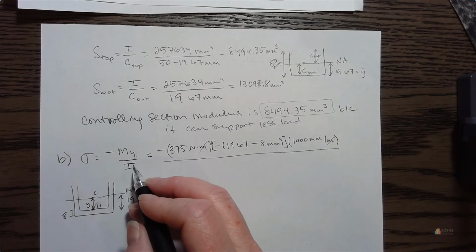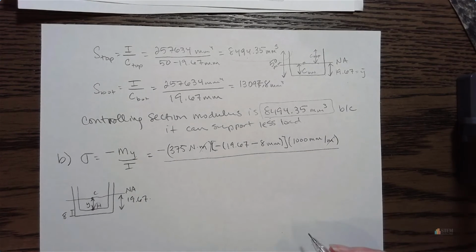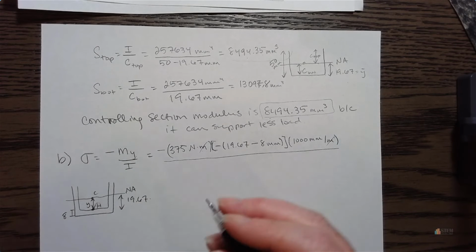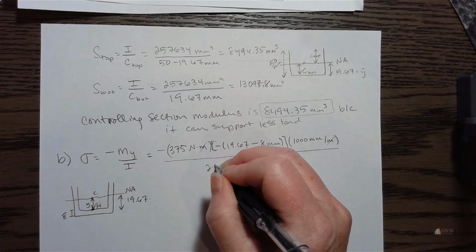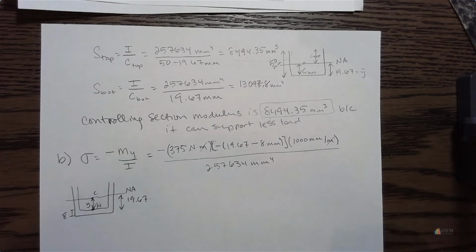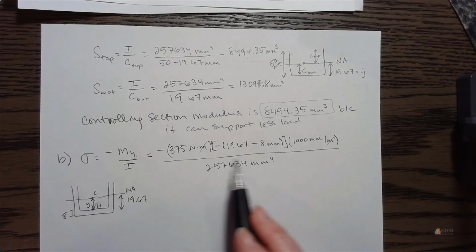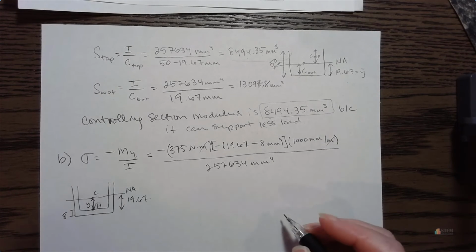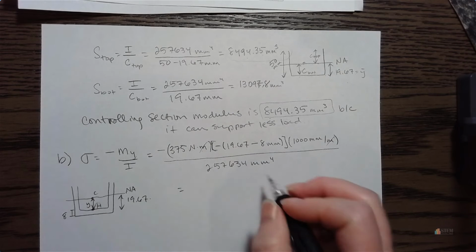And then now we're going to divide by I. I is easy, right? We already found that, so we just plug in that value we already found. So 257,634 millimeters to the fourth. So our units look good now. Everything is millimeters here. And then we can go ahead and solve.